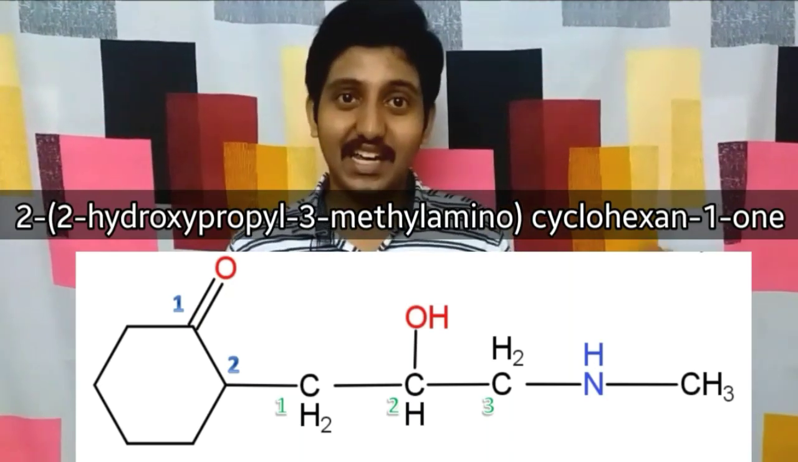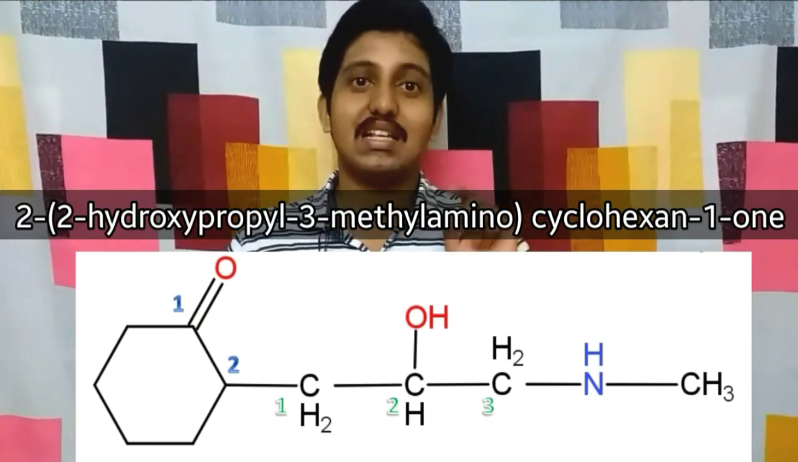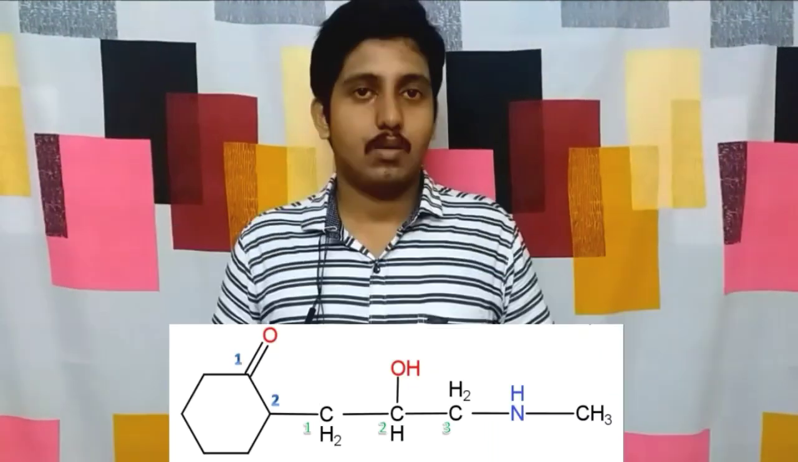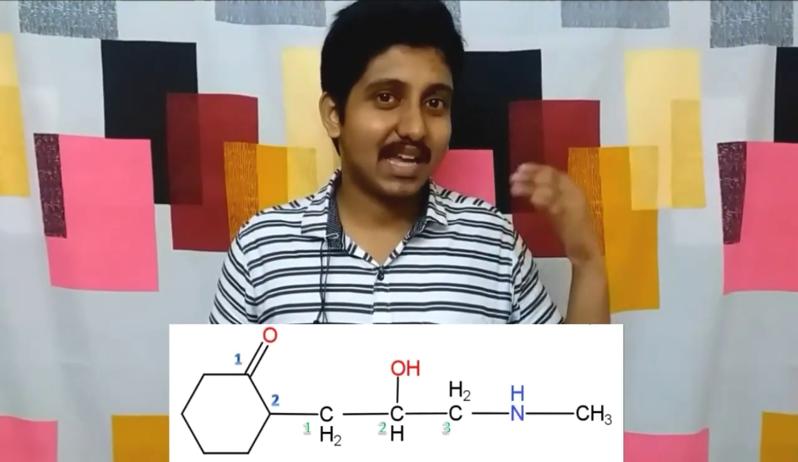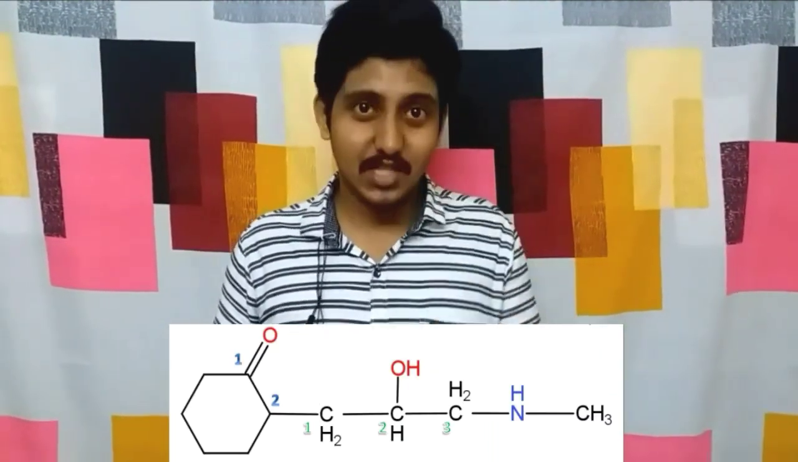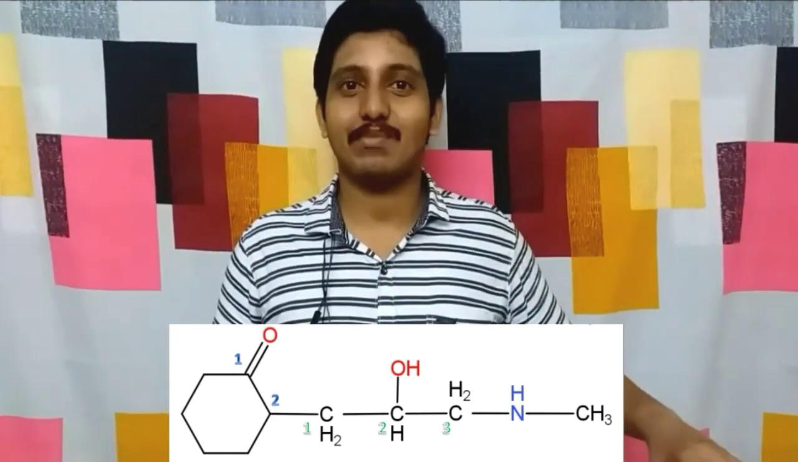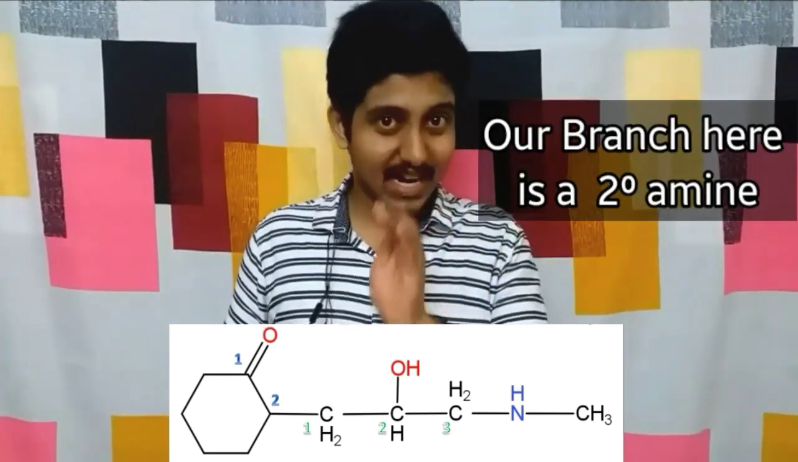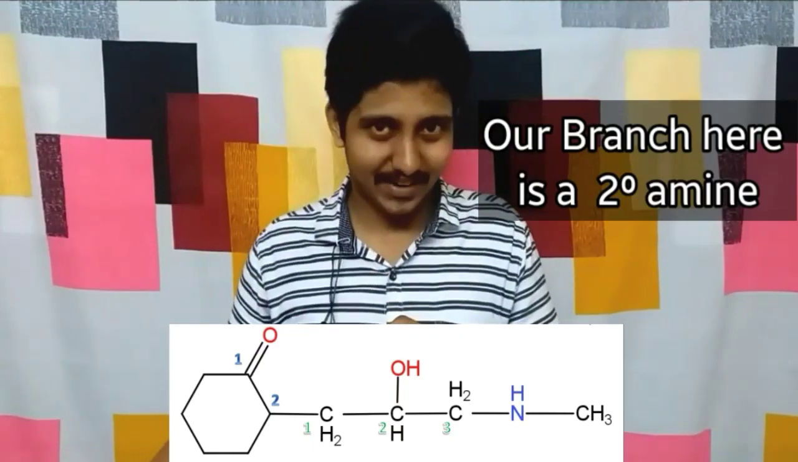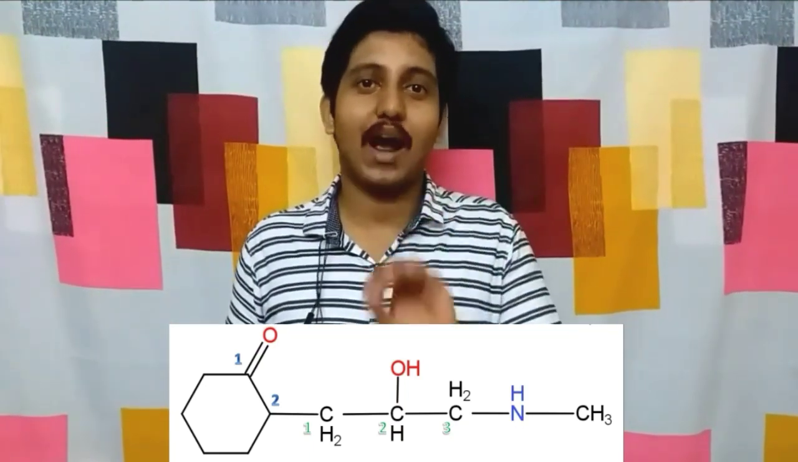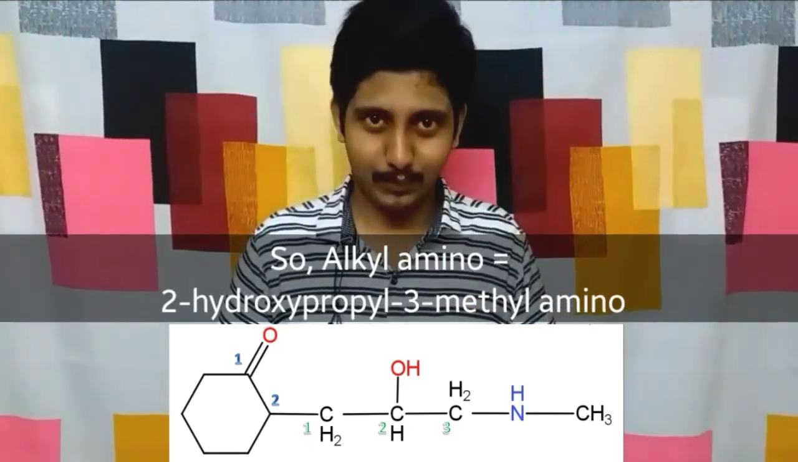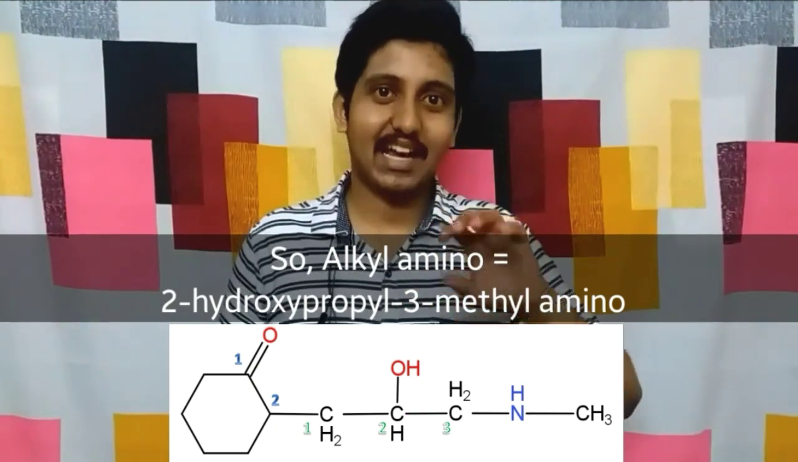2-(2-hydroxypropyl) 3-methylamino cyclohexan-1-one. Why does 3-methylamino come at last in the prefix? This is because it is actually a secondary amine if you look, and it is actually attached as a branch to the cyclohexyl ring. That's why we write 2-hydroxypropyl 3-methylamino. Okay, just like alkyl amino.